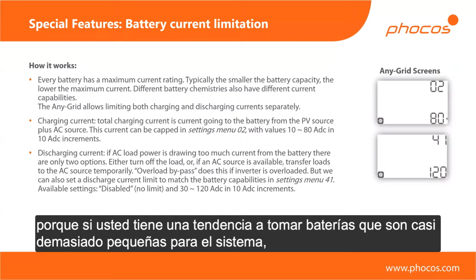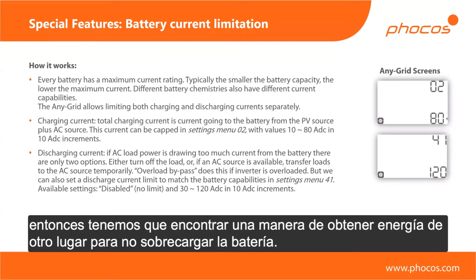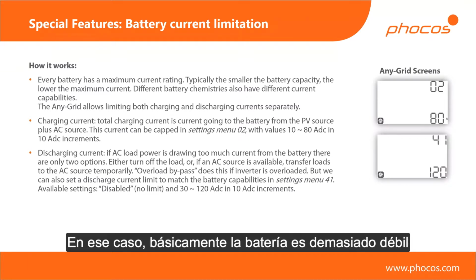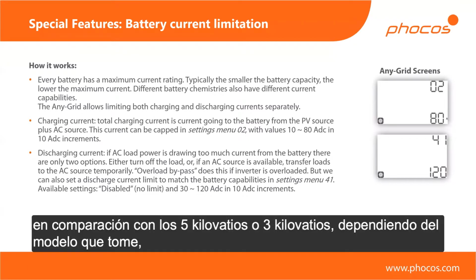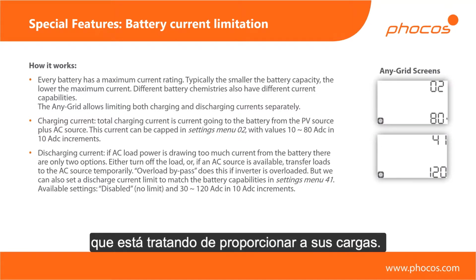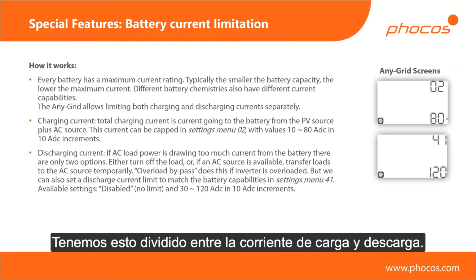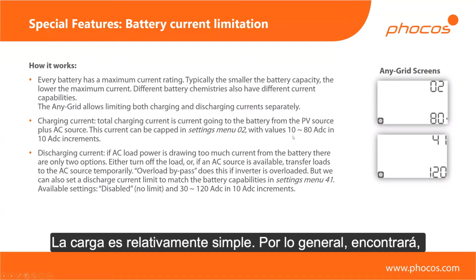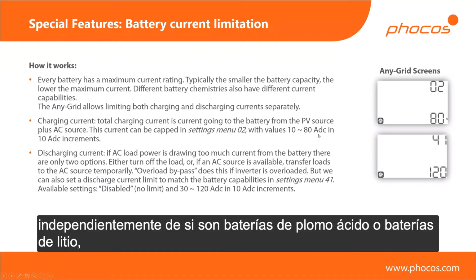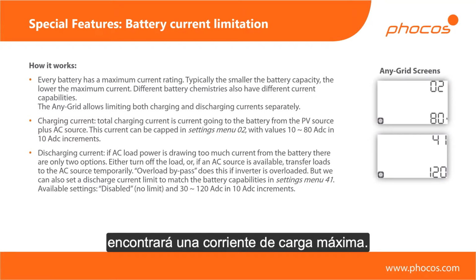Because if there's a tendency to take batteries which are almost too small for the system, then we need to figure out a way to get power from elsewhere so that we don't overload the battery. So in that case, the battery is too weak compared to the 5 kilowatt or 3 kilowatt, depending on what model you take, that you're trying to provide to your loads. So we have this split up into the charging and discharging current. The charging is relatively simple. Typically, regardless of whether they're lead acid batteries or lithium batteries, you'll find a maximum charging current.